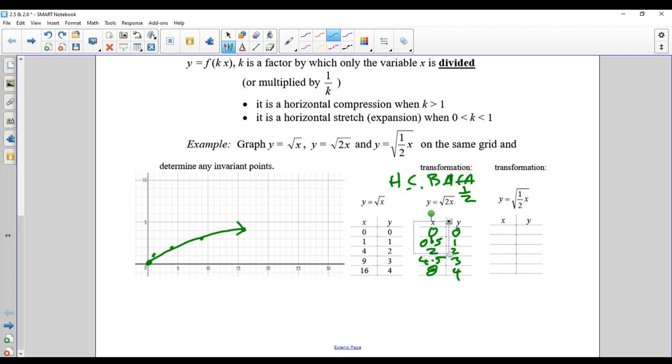Thank you for the question, by the way. Let me change colors now. 0, 0 is still on the graph. 0.5, 1 is somewhere around here. 2 is 2. It's going to be kind of hard to see it. It almost looks like they're in the same place. 4.5 is 3, which is about here. And 8 is 4, somewhere around here.